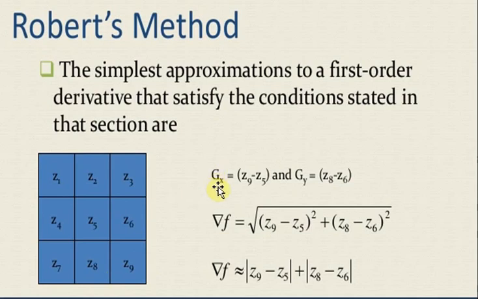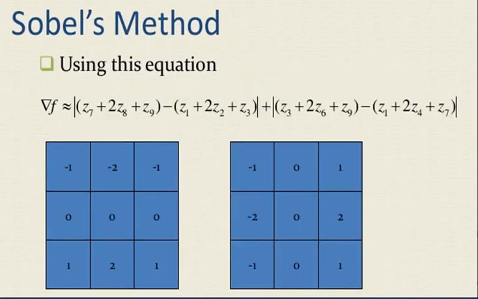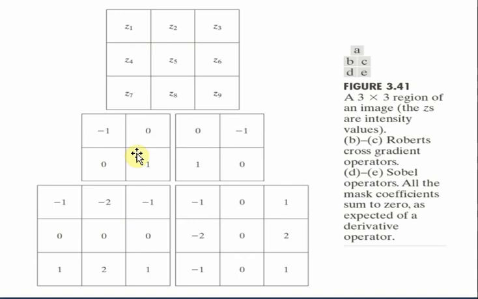That means dou f by dou x is, according to him, z9 minus z5. F of x plus 1 comma y minus f of x comma y. You may use that or you may use another thing also. Here they developed their own differentiation. So gy is z8 minus z6. That is said to be the Roberts cross gradient operation. Based on the exact equation you should develop this to get the del f, but for approximation, for ease of implementation, use this. That's why the masks are like this, based on that formula.